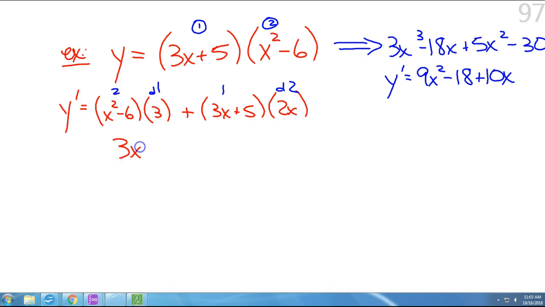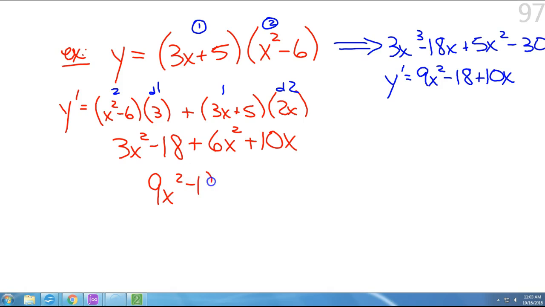This would be 3x squared minus 18, that's probably where that 18 comes from, plus 6x squared plus 10x. So if I combine those, I got my 9x squared, I got my negative 18, and I got my plus 10x. So if you were on the AP test or a chapter test and I gave you this problem, I don't care which way you do it. I just care that you get to the answer. But again, we need to practice the product rule for things down the road. Questions on this anywhere?